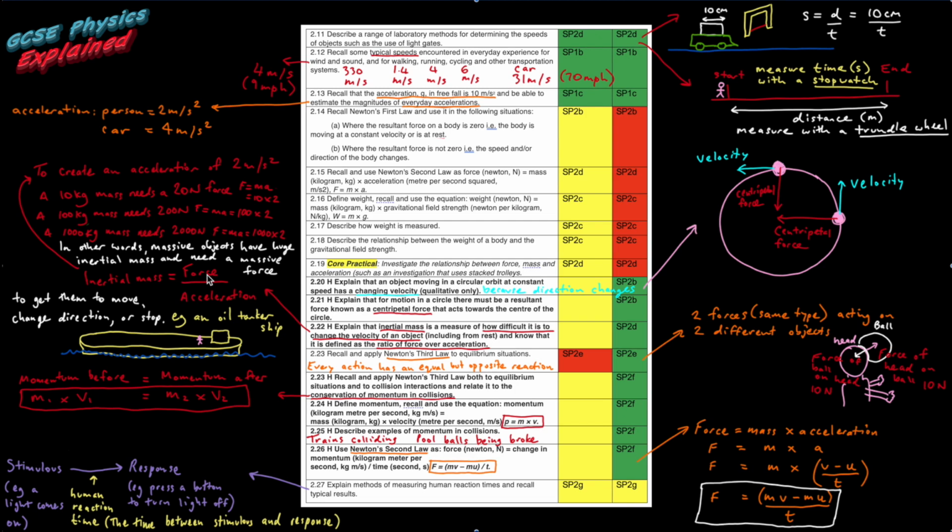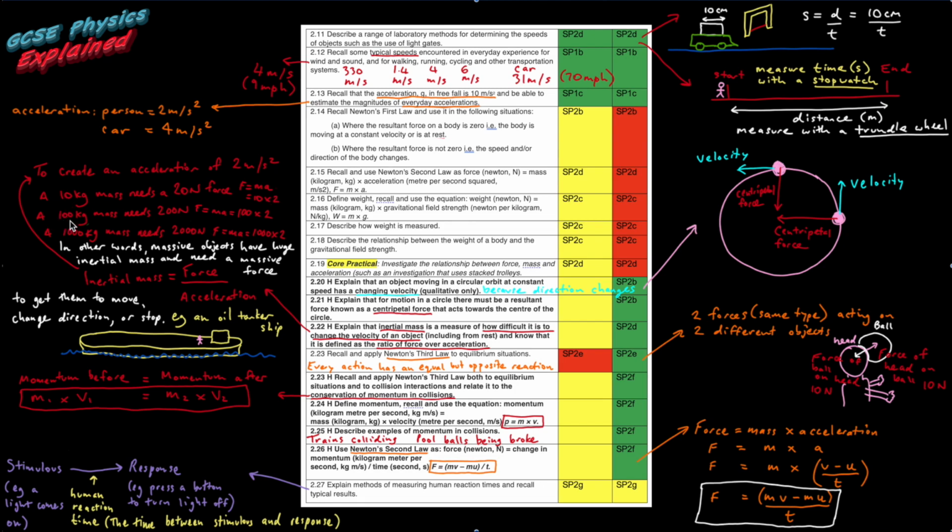And it's to do with how much force is required to get that mass to accelerate. So let's just imagine you had to create an acceleration of 2 meters per second squared. How easy or difficult is that, depending on how big the object is? Well, what if the object's got a 10 kilogram mass? That would need 20 newtons of force in order to create the 2 meters per second squared.